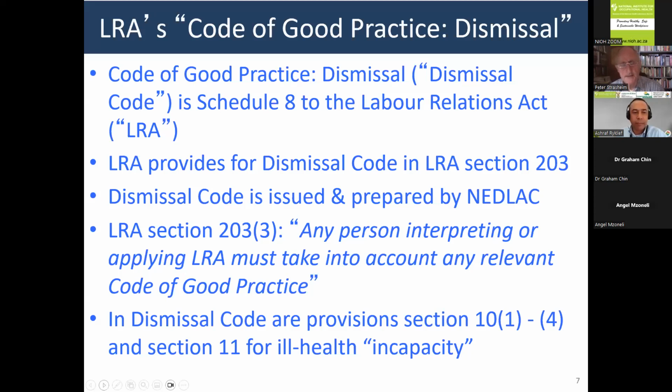So LRA section 203(3) says that any person interpreting or applying the Labour Relations Act must take into account any relevant code of good practice. And the problem there is that the code of good practice on dismissal, incapacity, and ill health no longer states the law. But section 10.1 to 4 and section 11 must be followed, even though they no longer state the law. And I will, in the next few slides, explain what the law says, even though the law has been superseded over the last 28 years. Right, to the next slide.